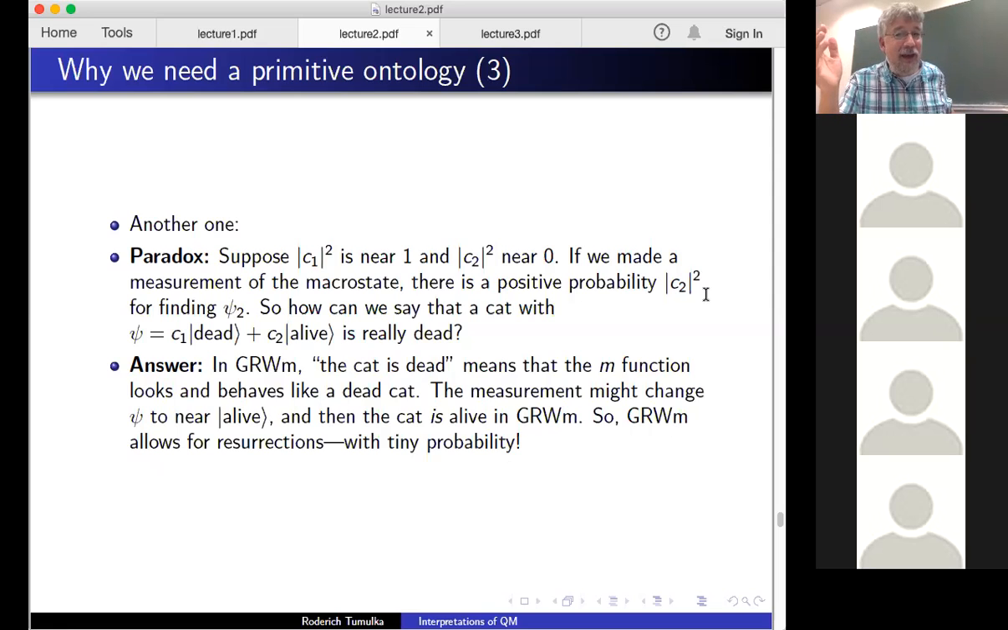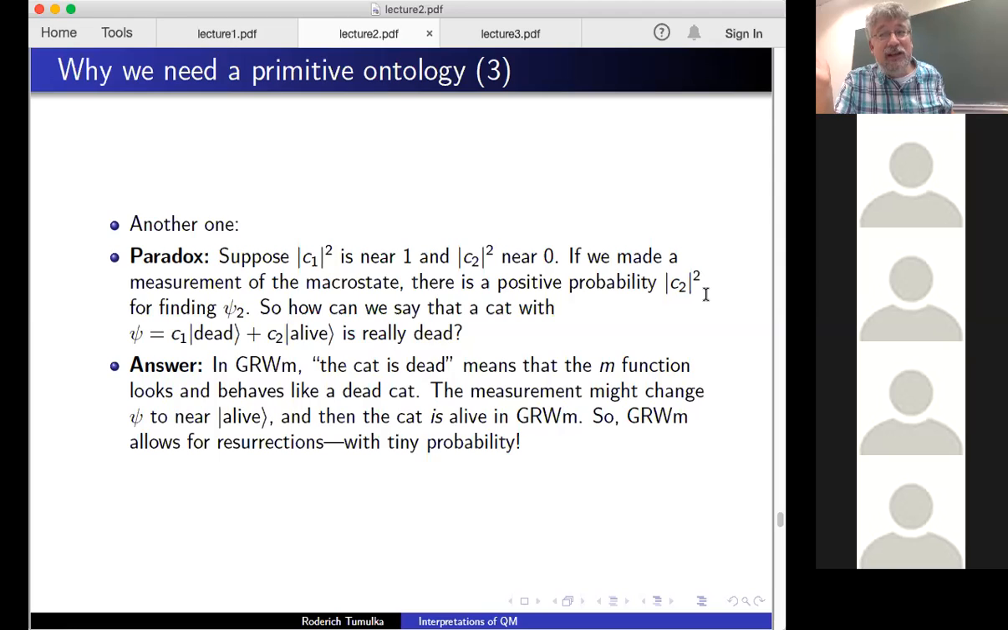Here's the answer. Again, that would be a problem if you had no primitive ontology, but the problem disappears once you have the primitive ontology. Here's how. When you say, for example, in GWM, the cat is dead, you mean that the thing in 3 dimensions, the M function, looks and behaves like a dead cat. The measurement might affect the wave function, might change psi from this superposition to something near the alive state. And then as soon as that happens, which has tiny probability, the cat is actually alive in GWM.